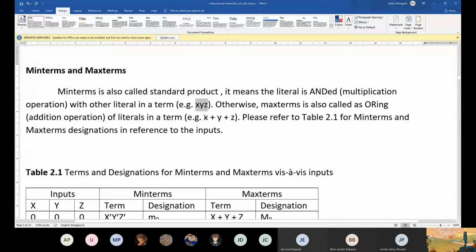Whereas when you say X plus Y plus Z, it's called ORing or OR operation. Okay? So we're adding the literals. Yung mga X, Y, Z na yan, they're actually inputs of the circuit. So when you say X, Y, Z, that means you have 3 inputs. Okay? So we shall have more of that. Please refer to table 2.1 for minterms and maxterms designations.